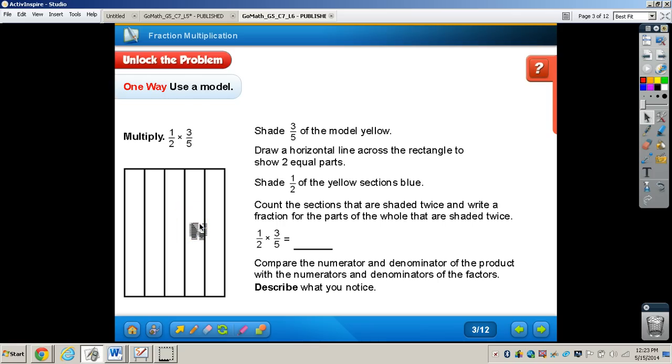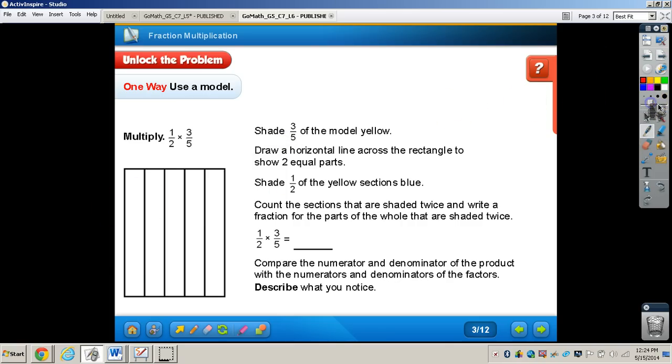Now, the first thing we will need to do is we have a model already laid out for us. It is in 5 different sections. Why is it in 5 different sections? Because the denominator of the scarf left to knit is 5. Okay, and what we need to do is shade in 3/5 of that model yellow. Why 3/5? Because that represents 3/5 of the scarf that is left to knit. So we will use yellow for this, and we'll shade in 3 out of the 5 sections.